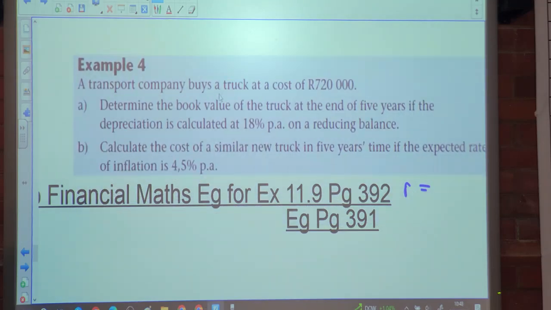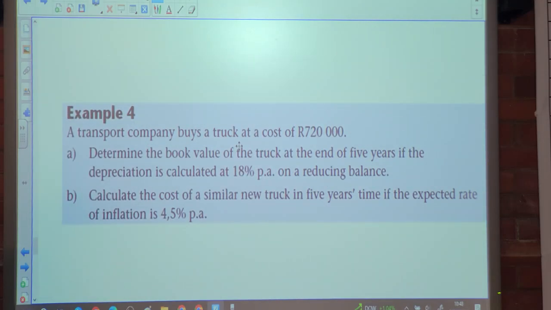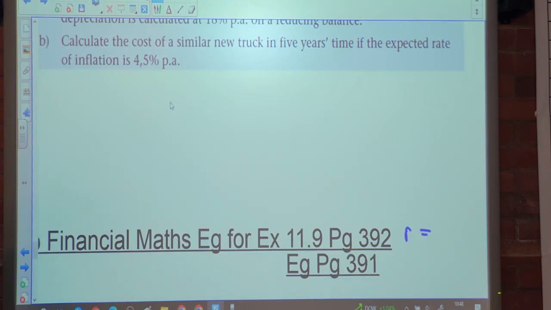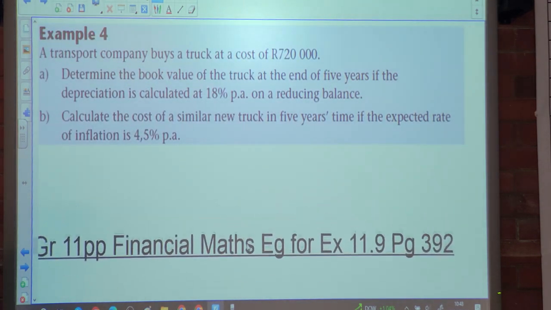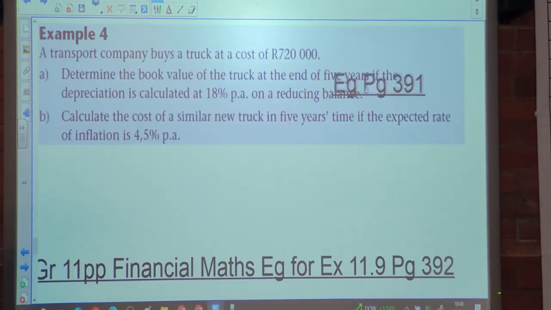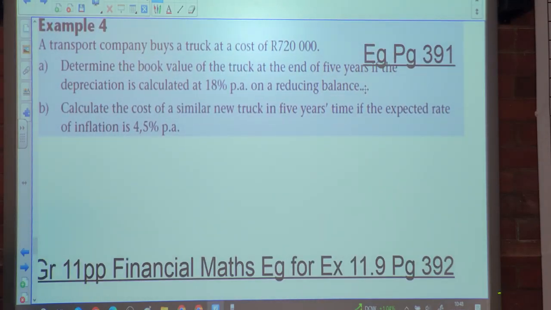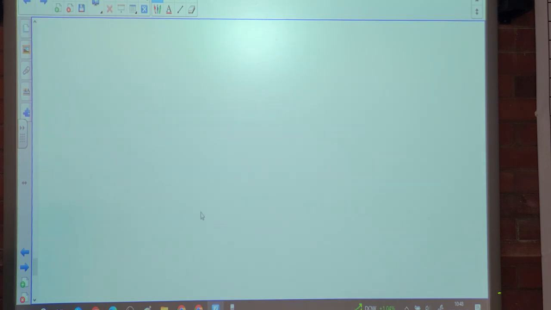Example 4. Example 4, which page is example 4 on? 391. Same page. 91. Let's pull up the next questions now.